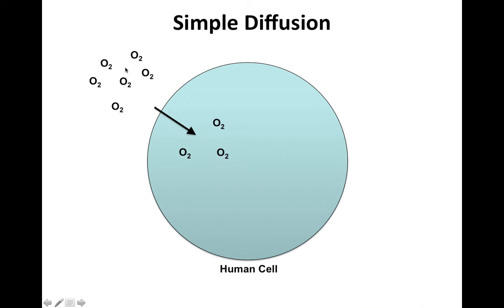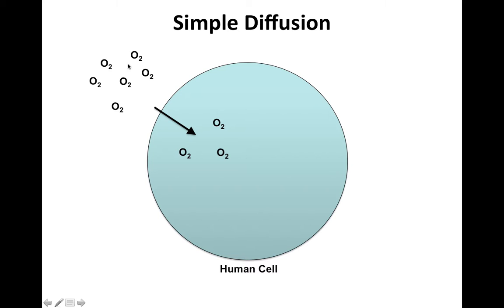So you can just see how individual molecules will begin to pass from ECF to ICF. Now, of course, as we said, this is going to occur until these particles reach equilibrium. But we're not actually going to see that occur here in the cell because as the oxygen enters the cell, it's going to be used up and converted to CO2.